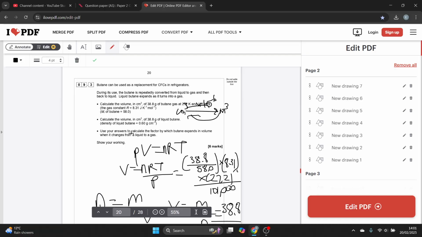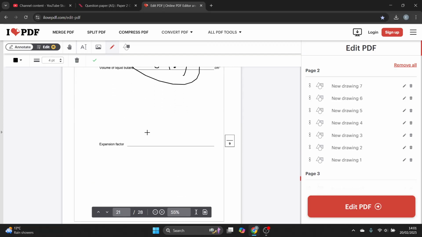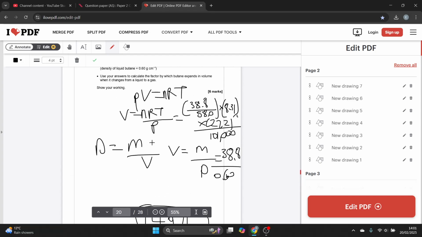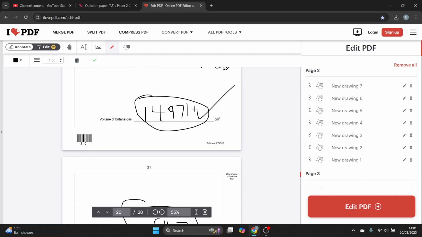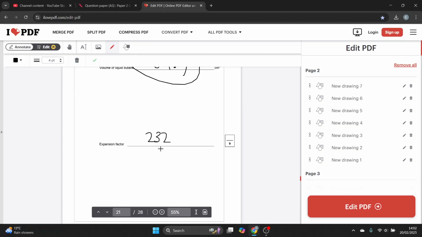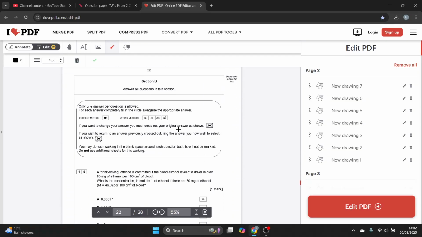And then it says, use your answers to calculate the factor by which butane expands in volume when it changes from a liquid to a gas. So 14971 divided by 64.7 centimeters cubed gives 232 as the expansion factor. Perfect. And that is the end of section A.